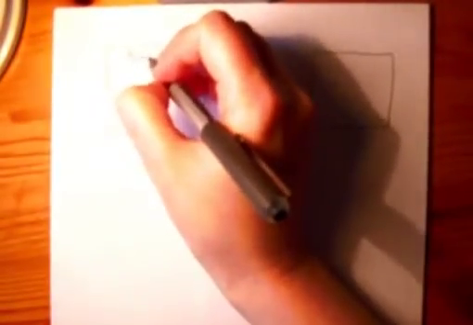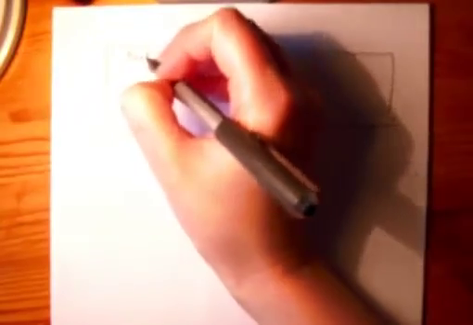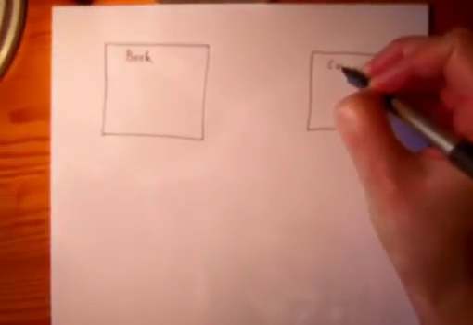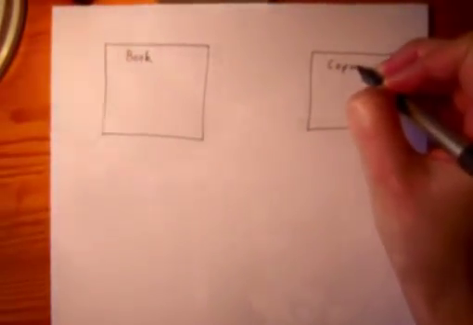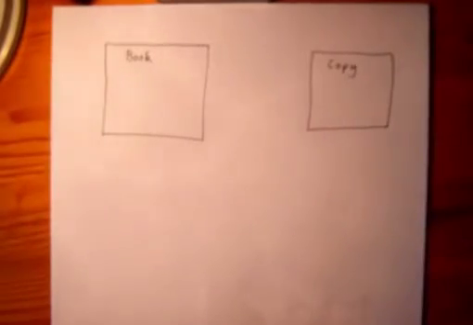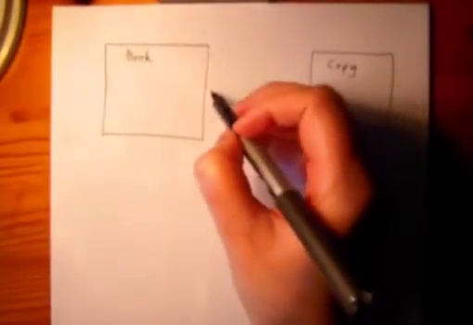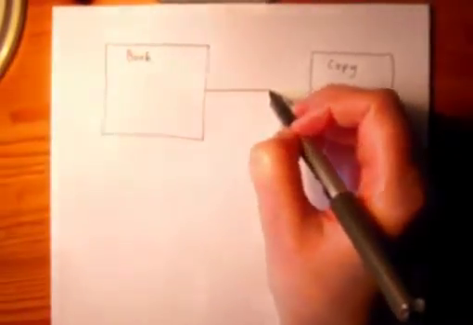So we have our rectangles, each representing a class, and each labelled with the singular capitalised name of that class. These two classes have something to do with one another. They're going to be linked by an association.